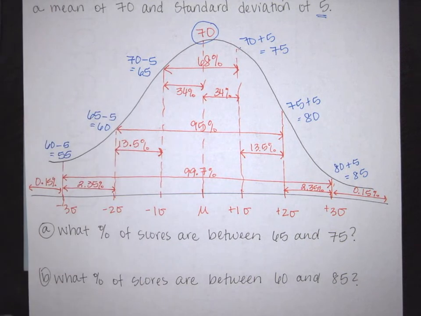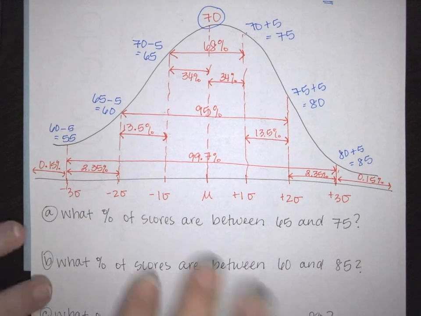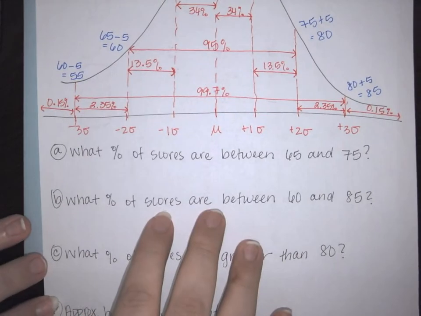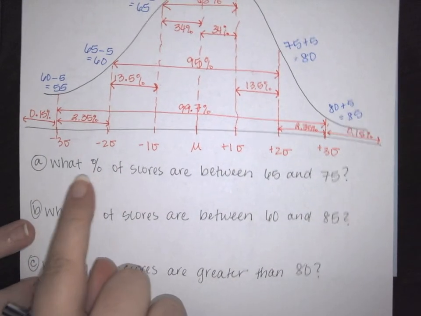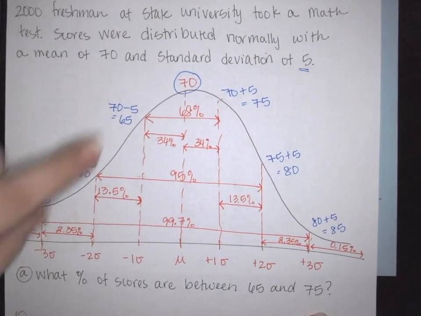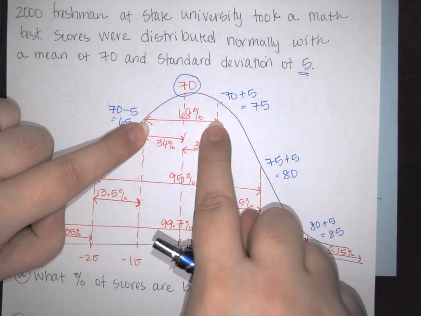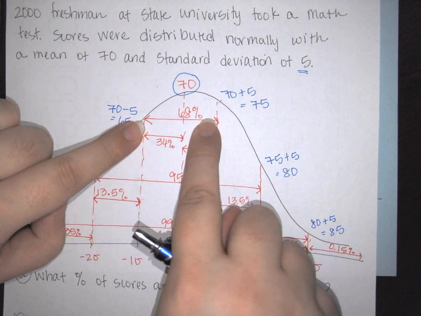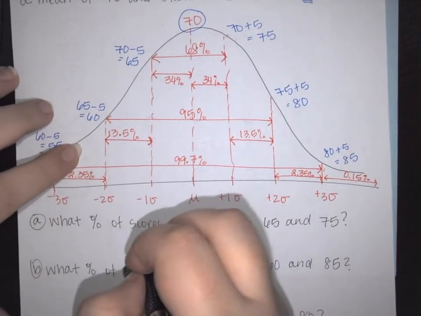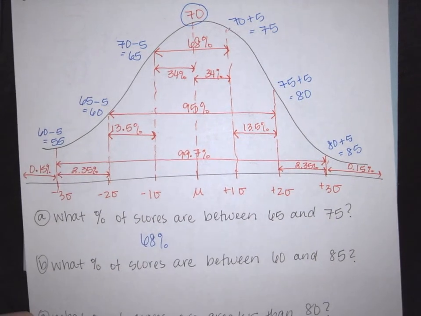So you need to set everything up before you try and answer questions. Once you have your normal distribution all set, then you can answer the question. The first one says, what percent of scores are between 65 and 75? So we have 65 and 75 here, so this is going to fall between my -1 and +1 standard. So this is very simply 68%. That's all we're looking for.